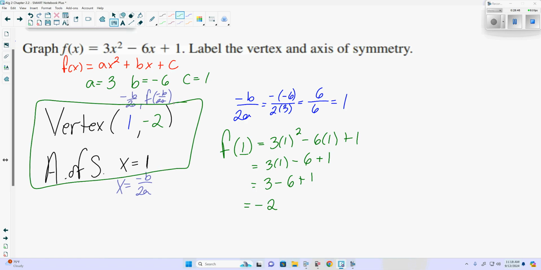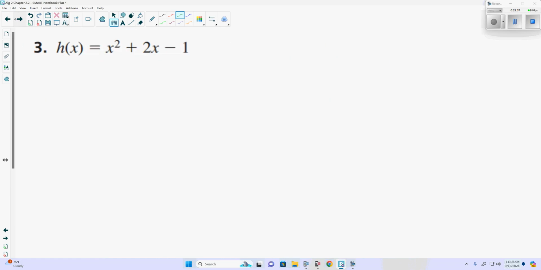That's it. The notation for the vertex makes it look a little more daunting than it actually is. Because all it's saying is find negative b over 2a, take that value, plug it back in, find the other value. Questions on this here? We're going to look at another one.